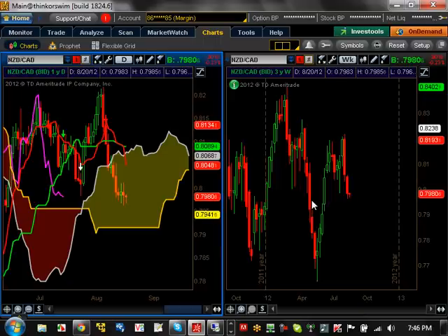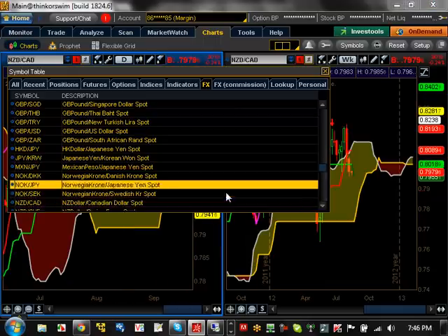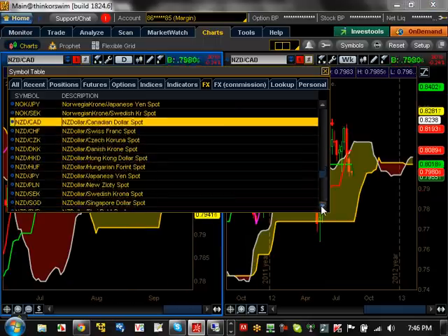New Zealand CAD. There's nothing going on. This is basically in the cloud on both the daily and weekly, so there's no opportunity there.